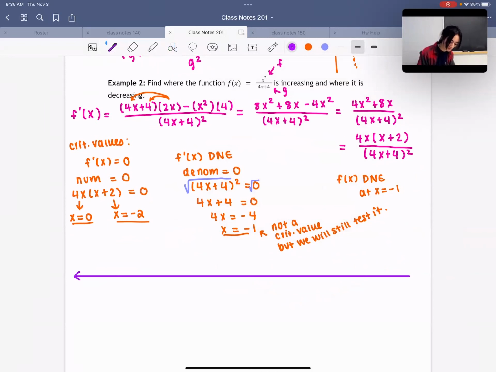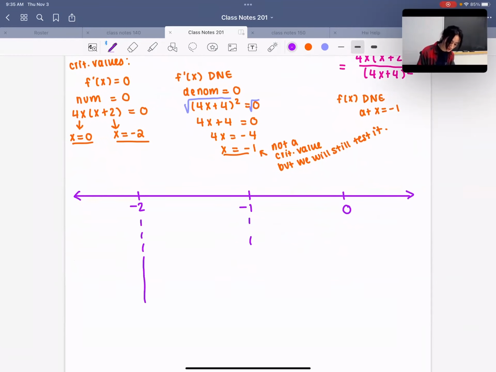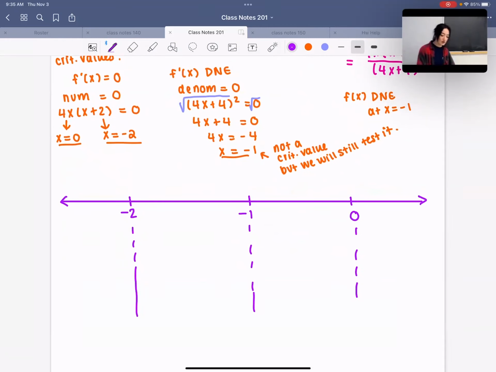Okay. So we got 3 places in our number line. We have -2, we've got -1, and we've got 0. All right, let's make our sections here. Okay, under -2, let's say from -2 up to -infinity, what x value did you plug in? -3, right? And are we plugging this into the original function or the derivative? The derivative, right? We want to see if we're increasing or decreasing.